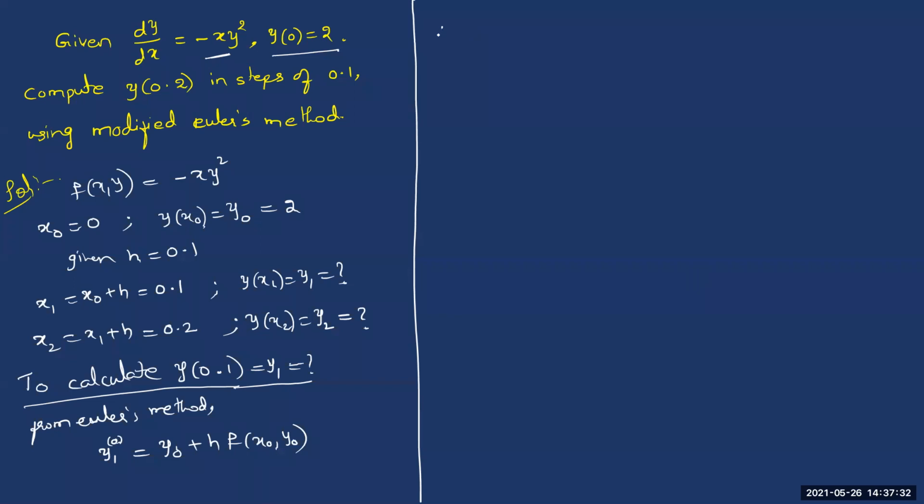So let's substitute everything into this. y₁ initial approximation is equal to, see, what is y₀? As you are given in the question, y₀ is 2, plus h. How much is h? 0.1, into, now here we need to substitute f(x₀, y₀). Actually, what are x₀ and y₀?